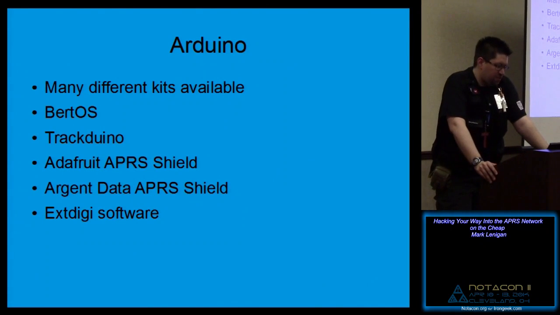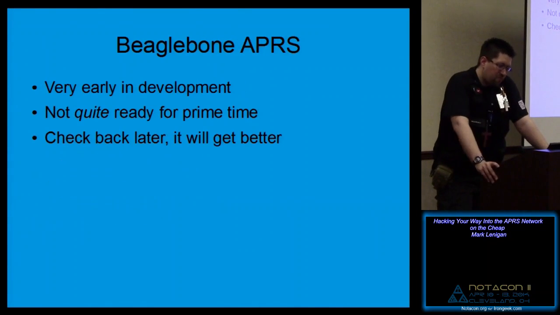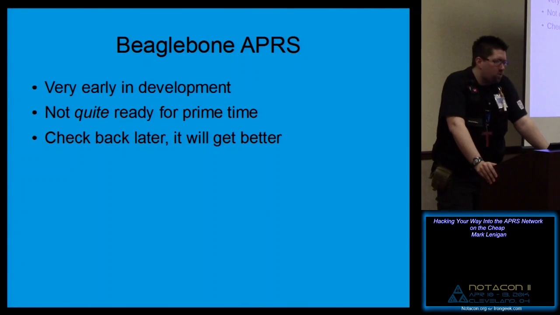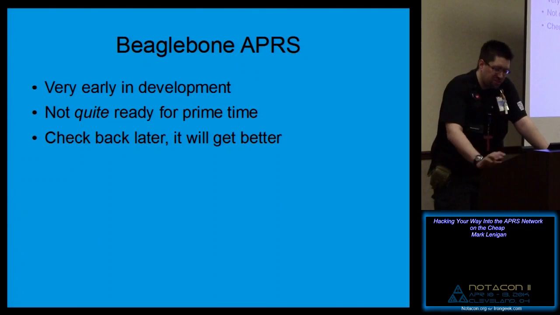But there's a ton of other stuff like BirdOS and EXT Digi. And all of them are just special microcode for the Atmega 328. I've been looking for BeagleBone APRS, and there's a few projects out there that are starting to get somewhere, but I think we should check back later in 6 months or a year.